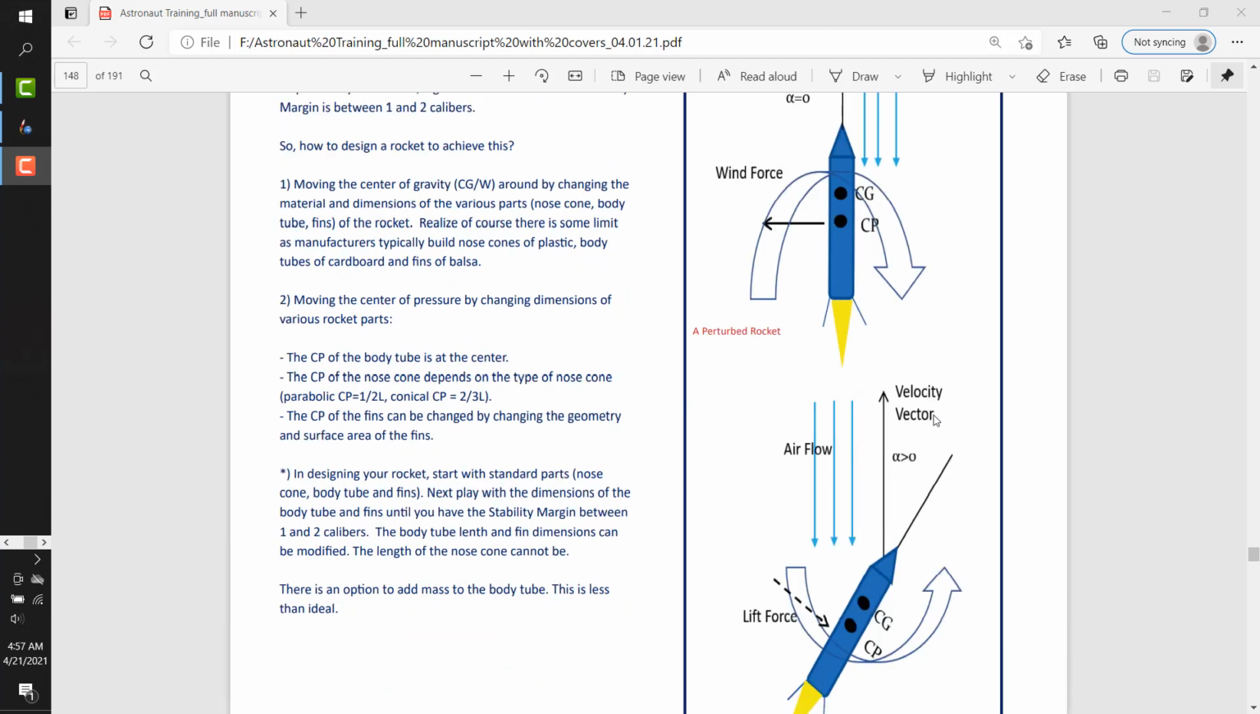You can move the center of pressure by changing the dimensions of various parts as well. Realize, of course, that the center of pressure of the body tube is at the center. The center of pressure of the nose cone depends on the type of nose cone. For the parabolic nose cone, the center of pressure is located at 1/2 the length, so it'd be right about here. Whereas a conical nose cone is a little further down from the top, about 2/3 of the length of the nose cone. The center of pressure of the fins can be changed by changing the geometry and surface area of the fins. So that's where you can get the greatest amount of change to center of pressure, because there is flexibility in designing the fins.